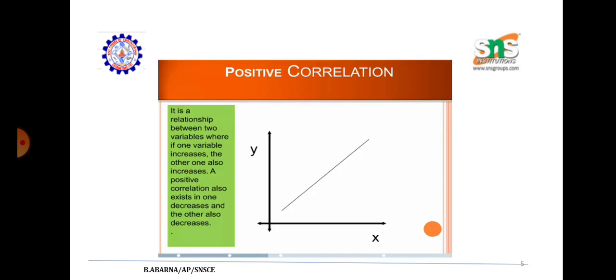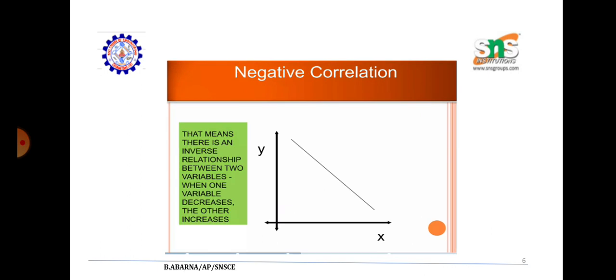First, positive correlation is a relationship between two variables where if one variable increases, the other one also increases. A positive correlation also exists if one decreases and the other also decreases. Next, negative correlation. That means there is an inverse relationship between two variables: when one variable decreases, the other increases. This is negative correlation.